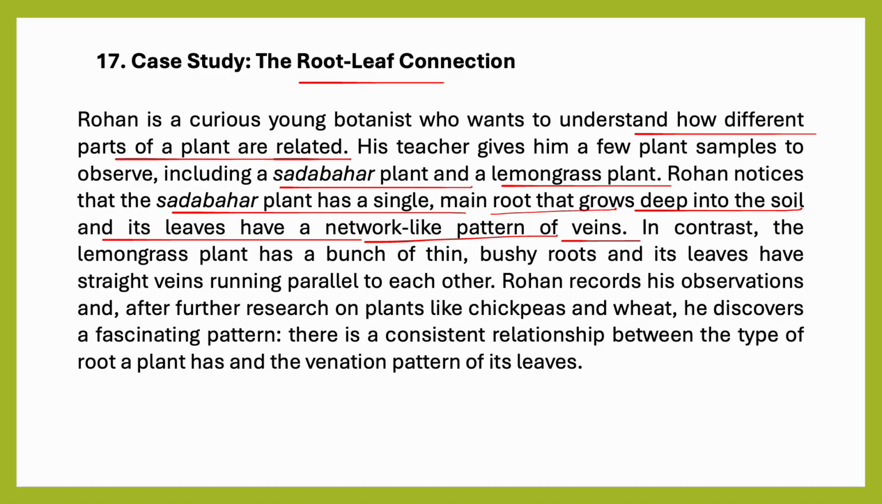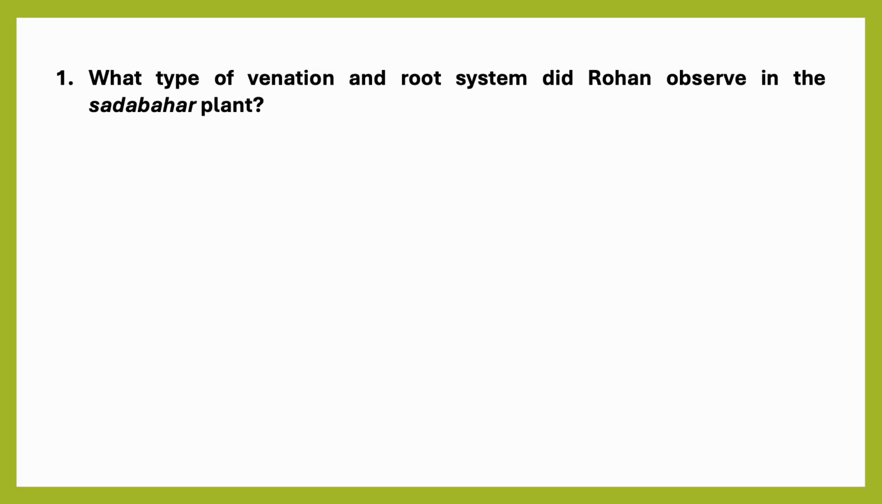In contrast, the lemongrass plant has a bunch of thin bushy roots, and its leaves have straight veins running parallel to each other. Rohan records his observations, and after further research on plants like chickpeas and wheat, he discovers a fascinating pattern. There is a consistent relationship between the type of root of a plant and the venation pattern of its leaves. What type of venation and root system did Rohan observe in the Sadabahar plant?